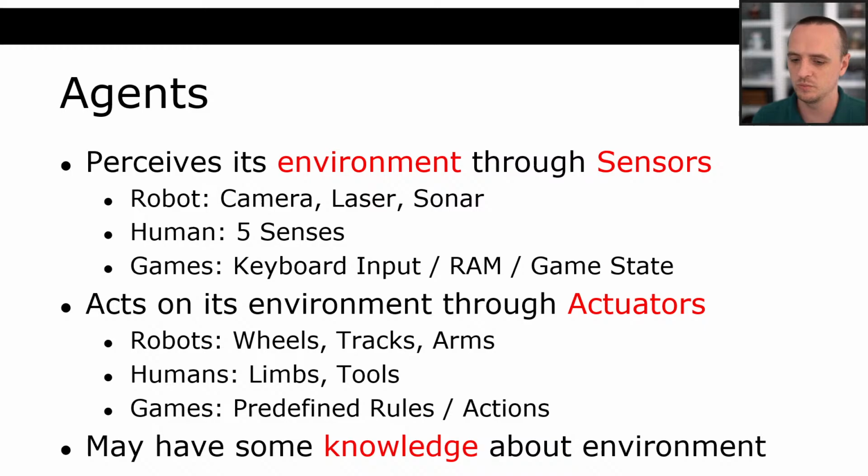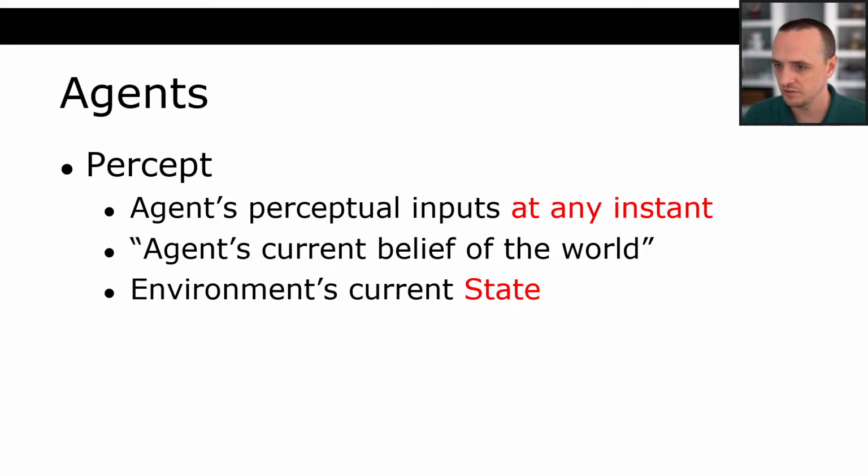So I talk about perception. A percept, the noun, is an agent's perceptual inputs at any instant. If you could take a snapshot of your RAM, for example, that's the agent's current belief of the world. That would be, when we go on later to talk about a state, what a state of a game or a state of an environment is. A state of an environment is our current instantaneous belief about what the environment is. For example, it's the pieces on a chessboard, how they are arranged right now, where the items in my room are, the current velocity of my hand, etc.